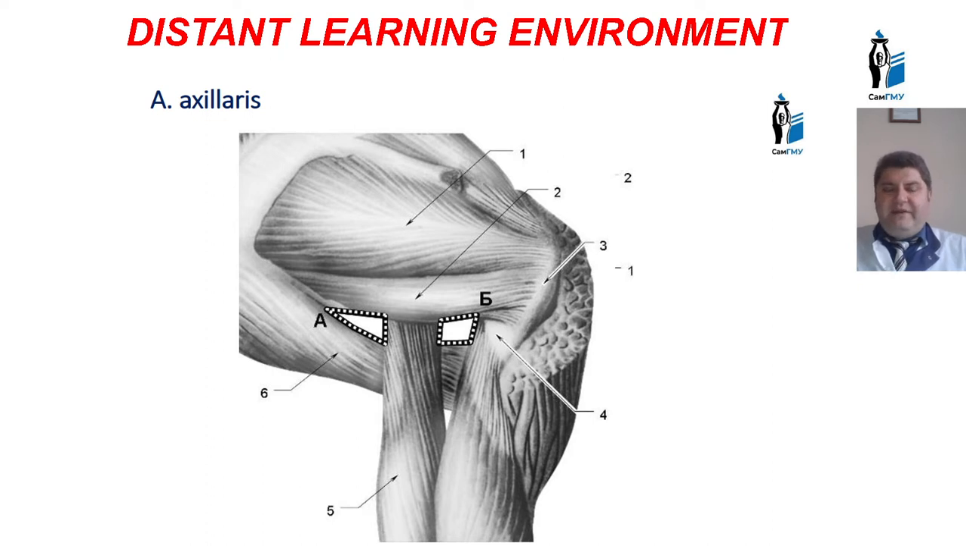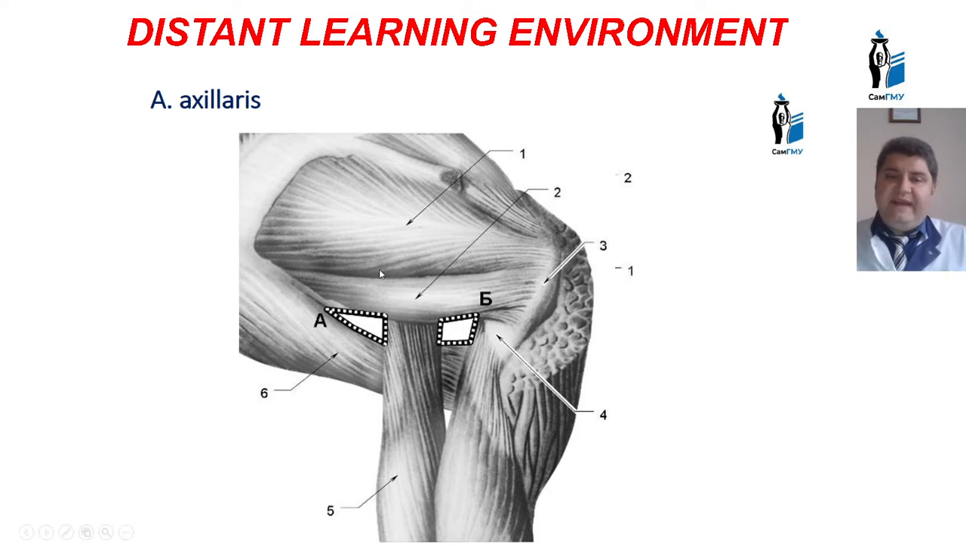On the posterior wall of axillary fossa, you may see 2 foramens, triangle-shaped foramen and quadrant-shaped foramen, and letter A and Russian letter B. So you may see these triangle shape forming and quadrant shape forming. Let's look in detail at these formings and tell about their edges.